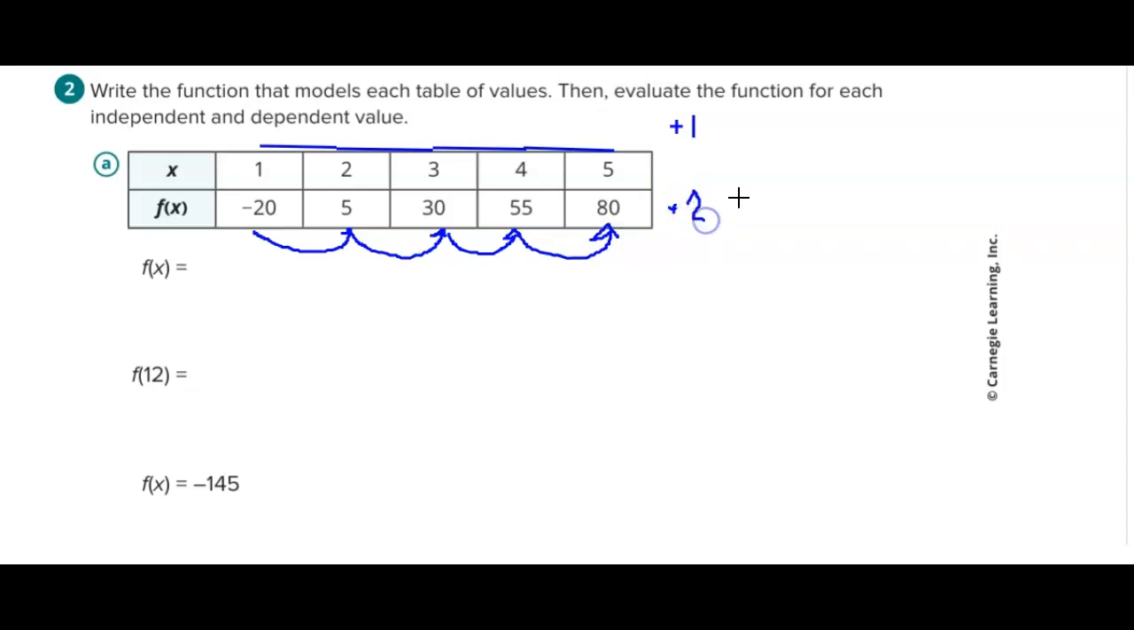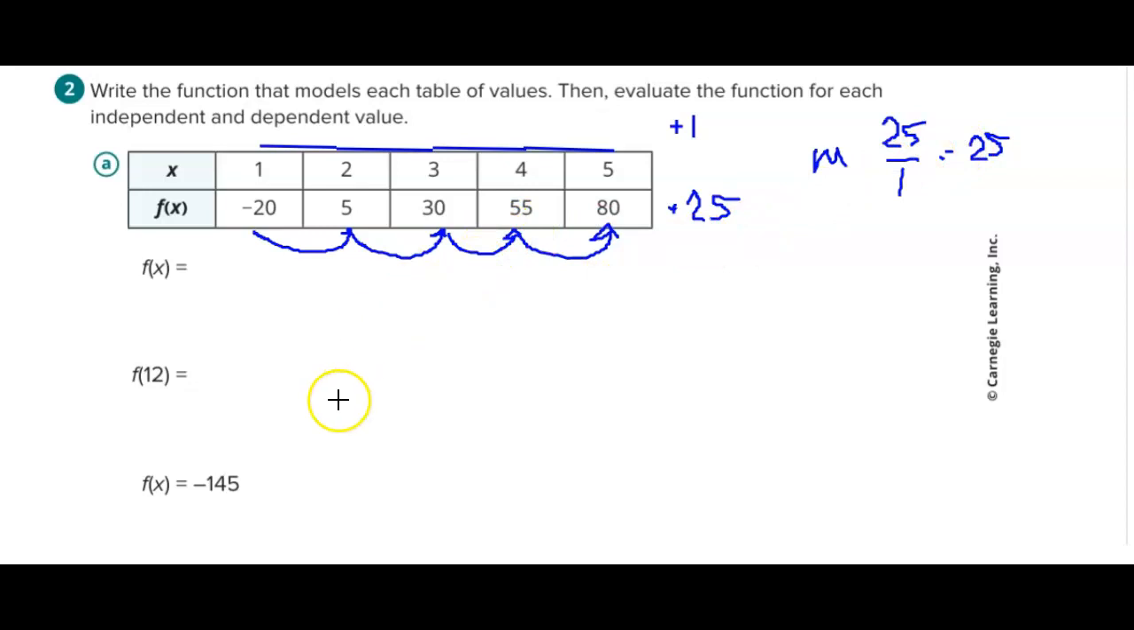So what I learned from this information, remember x, that's our horizontal change, and y is our vertical change. So if we're doing rise over run, our slope is going to be 25 over 1, which simplifies to 25. So when it comes time to write our function, we know that our slope is going to be 25.